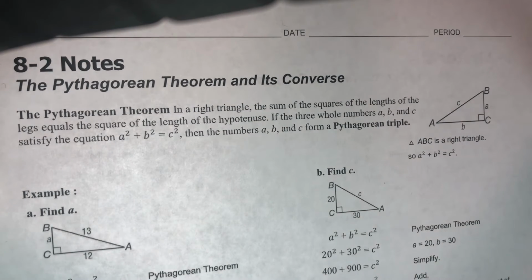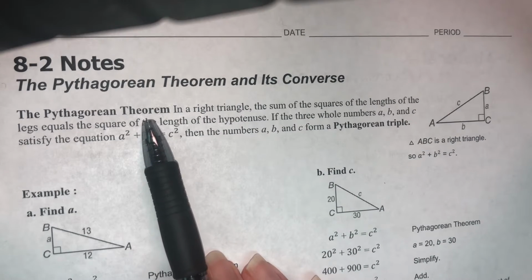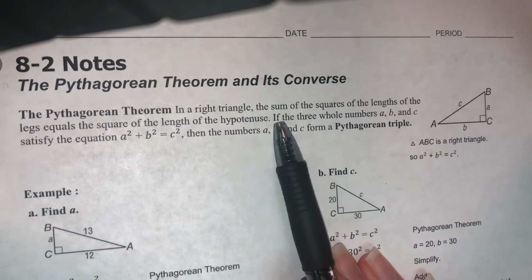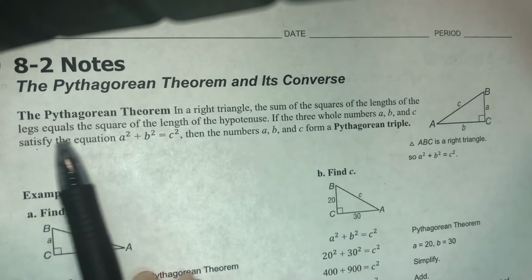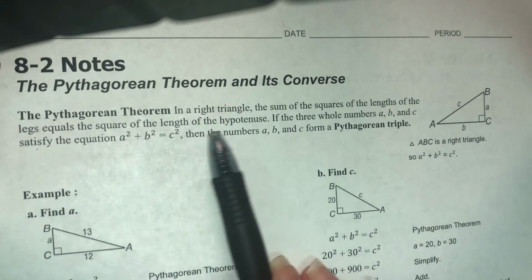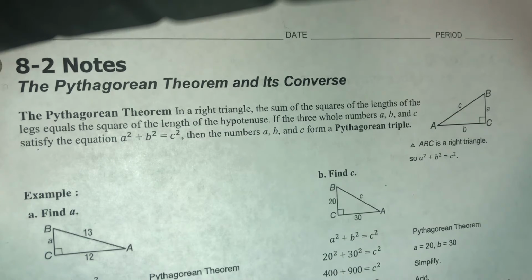Welcome to geometry class. Today we are going to learn about the Pythagorean Theorem and its converse. So you've probably heard of the Pythagorean Theorem before. In a right triangle, the sum of the squares of the lengths of the legs equals the square of the length of the hypotenuse. So we better know what legs and hypotenuse are.